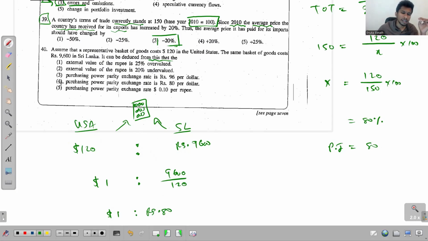See, then the answer is this fourth one. Purchasing power parity exchange rate is rupees 80 per dollar. 100% correct. So fourth one is the answer.